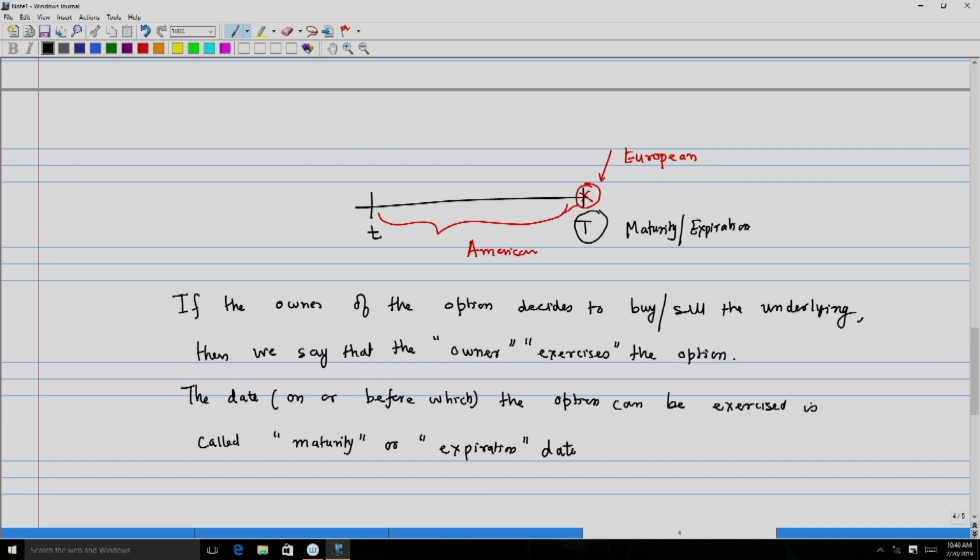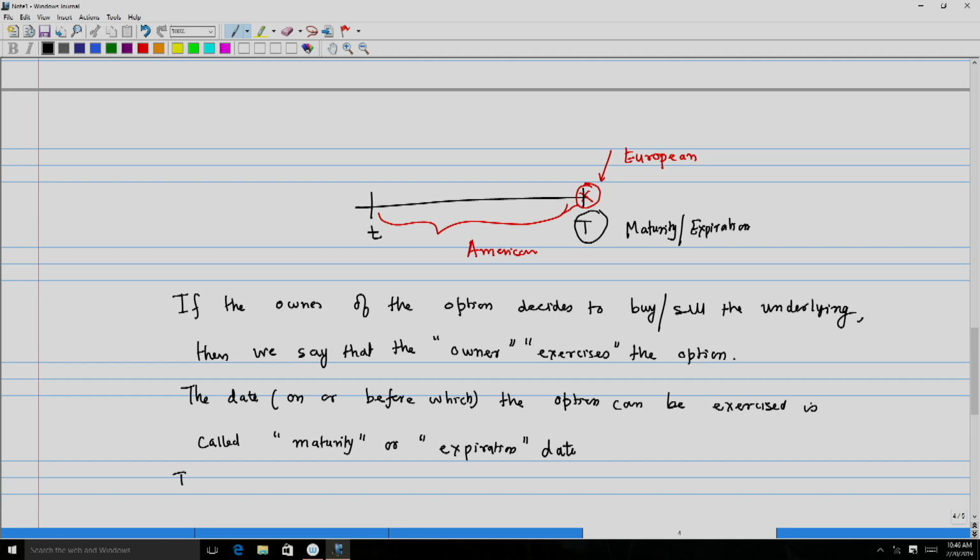Next, we take note of the fact that there are two key aspects to an option: the date on or before which we can exercise, which I have already said is the expiration date or the maturity. And the second key parameter in case of an option is the price which has been predetermined at which the underlying stock is going to be purchased or sold. So, this brings us to another terminology, the second key terminology in case of options, namely this predetermined price.